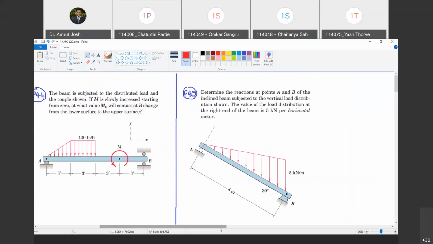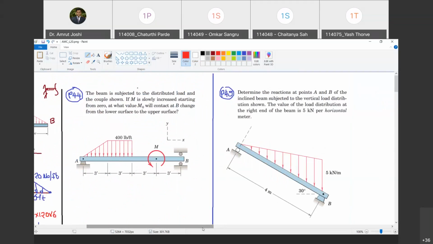Next problem is very interesting. Next two problems are very interesting problems. Can you read it for me, Chaturthi? The beam is subjected to the distributed load and the couple shown. If M is slowly increased starting from 0, at what value of M naught will contact at B change from the lower surface to the upper surface?